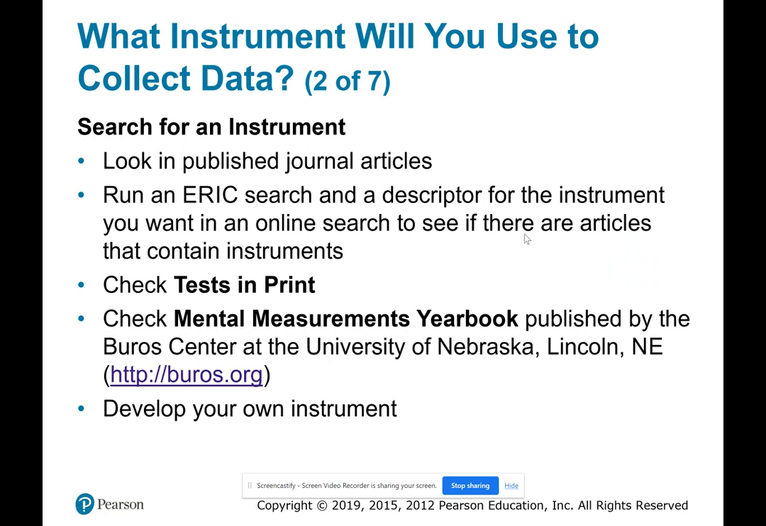to use it. And when you're looking for an instrument, there are strategies that you can use to find one. You can look in published journal articles. You might find one that way when you're doing your literature review. You can run an ERIC search, or you can examine guides to tests and instruments that are available commercially.